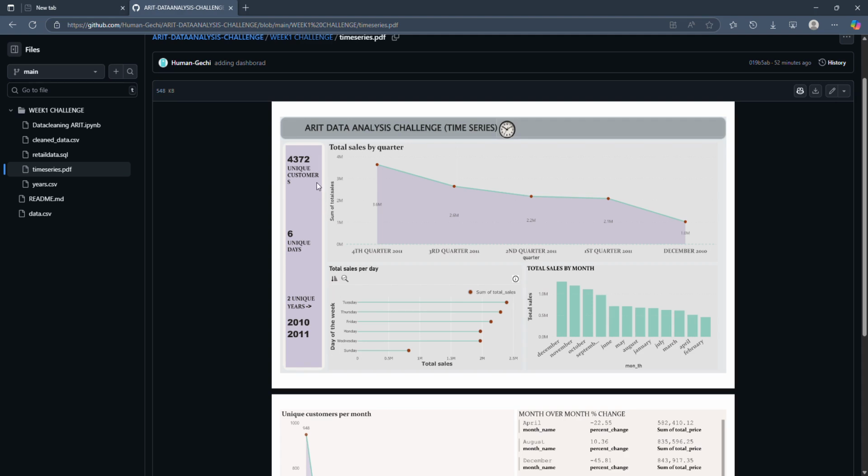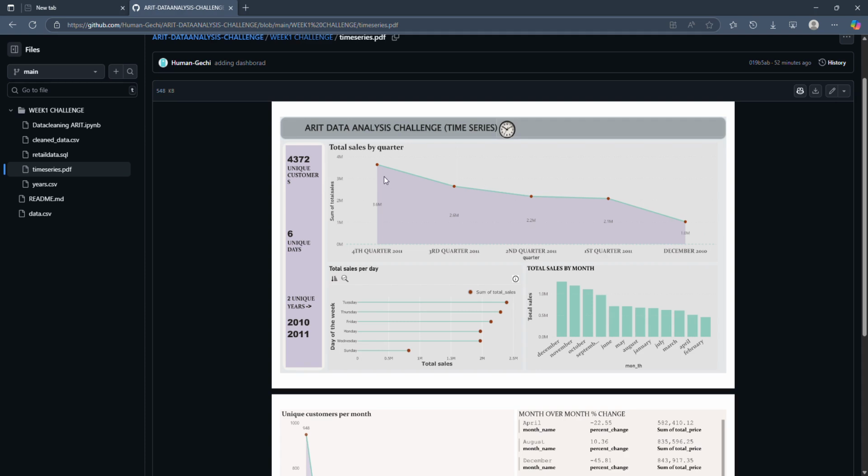There were a total of 4,372 unique customers. There were 6 unique days, with no Saturday, and there were 2 unique years, 2010 and 2011. Looking at the total sales per quarter, you can see a gradual slope down from the 4th to the 3rd to the 2nd to the 1st quarter. December of 2010 is the only month in the year 2010, so there's no January, February, March, down to November.